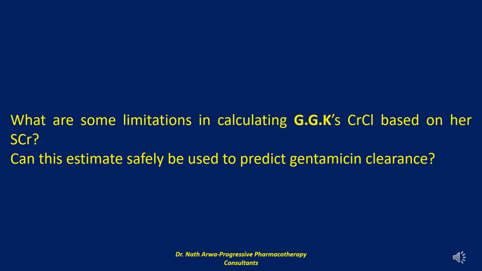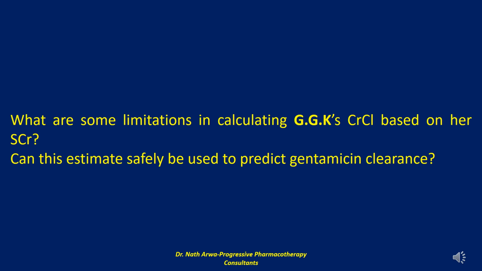Because G.G.K's serum creatinine has increased rapidly from 3.4 to 4.8 mg per deciliter during the past few days, her creatinine clearance is probably much lower than that estimated using the Cockcroft-Gault method. A rising serum creatinine may represent a decline in renal function manifesting as an accumulation of creatinine.